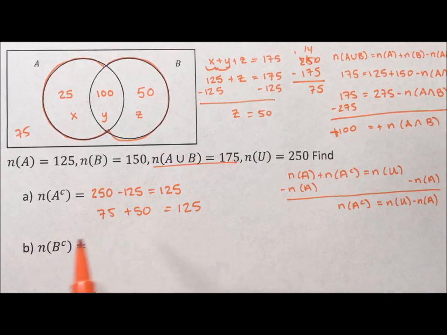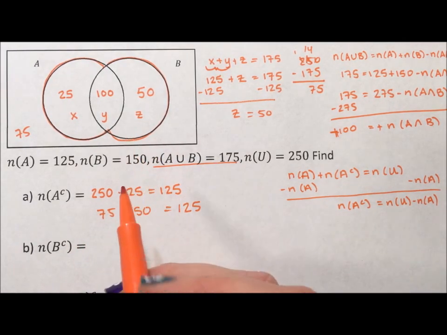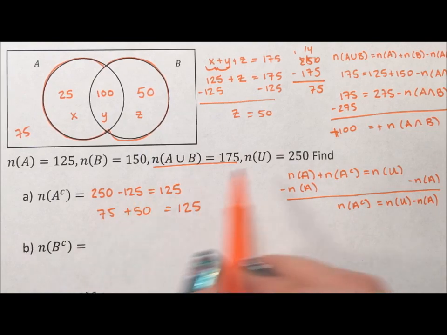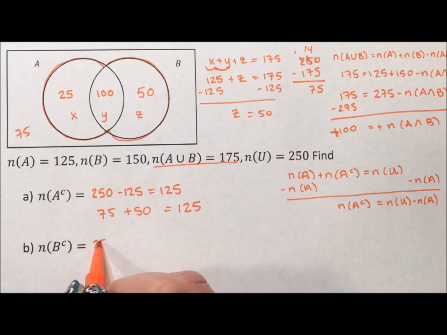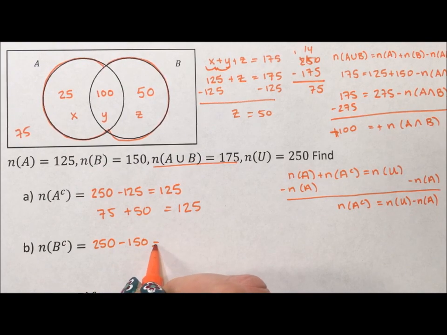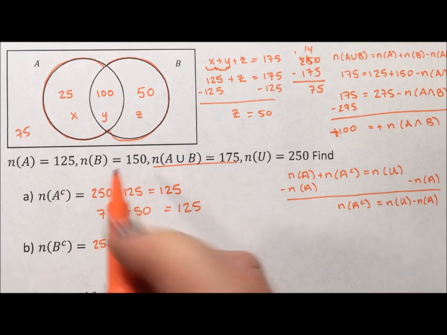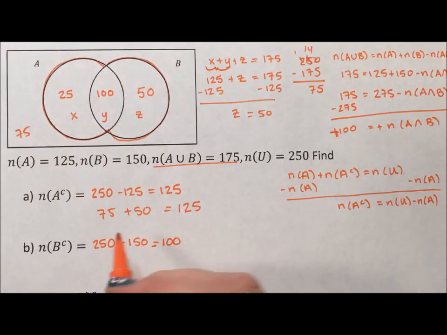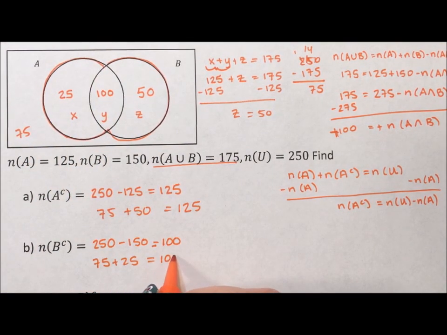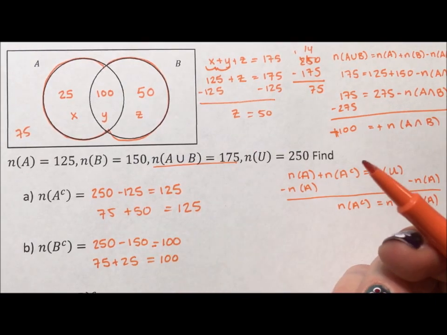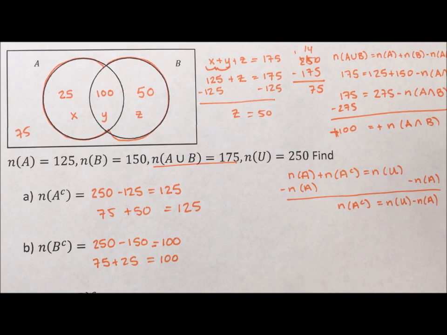For the complement of B, I can do it the same way. I can either take the universe, 250, minus B, which is 150, and get 100. Or I can look at the circle and do the 75 plus 25 to get 100. Notice in either case, it's two numbers. It's not like one is better or worse. It's just two ways to approach it.